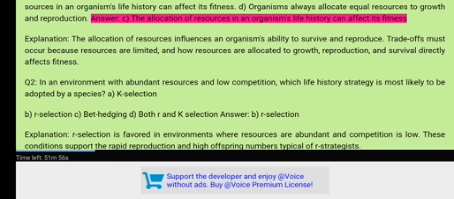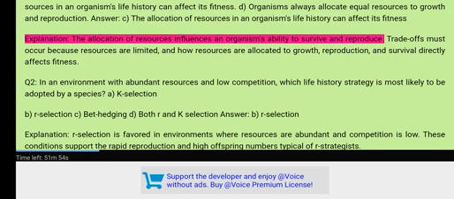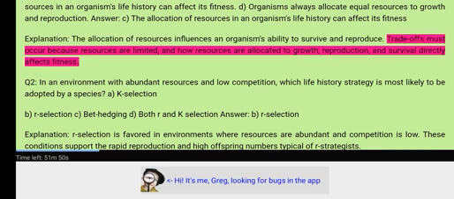Answer: C. The allocation of resources in an organism's life history can affect its fitness. Explanation: the allocation of resources influences an organism's ability to survive and reproduce. Trade-offs must occur because resources are limited, and how resources are allocated to growth, reproduction, and survival directly affects fitness.